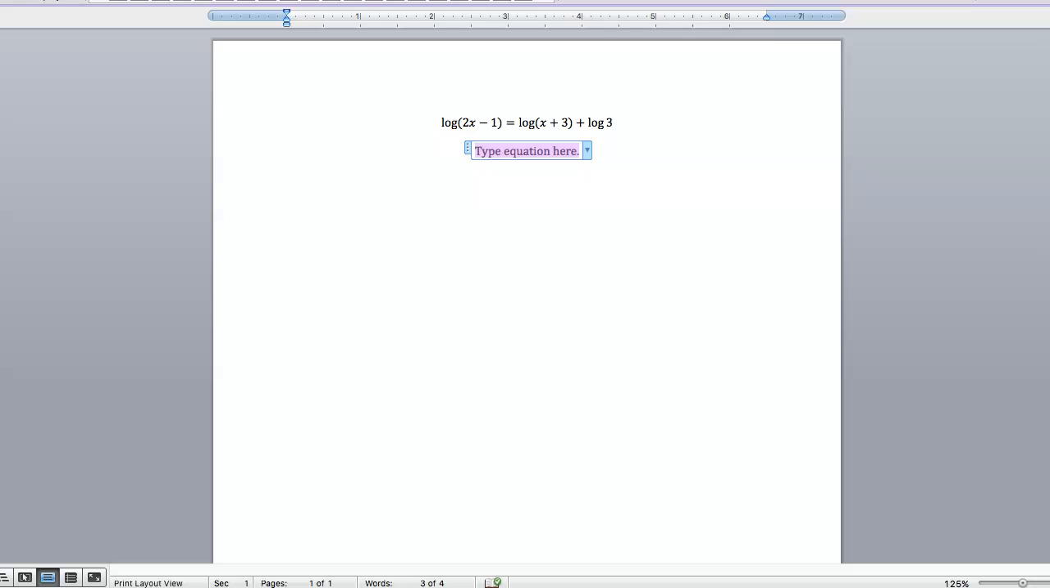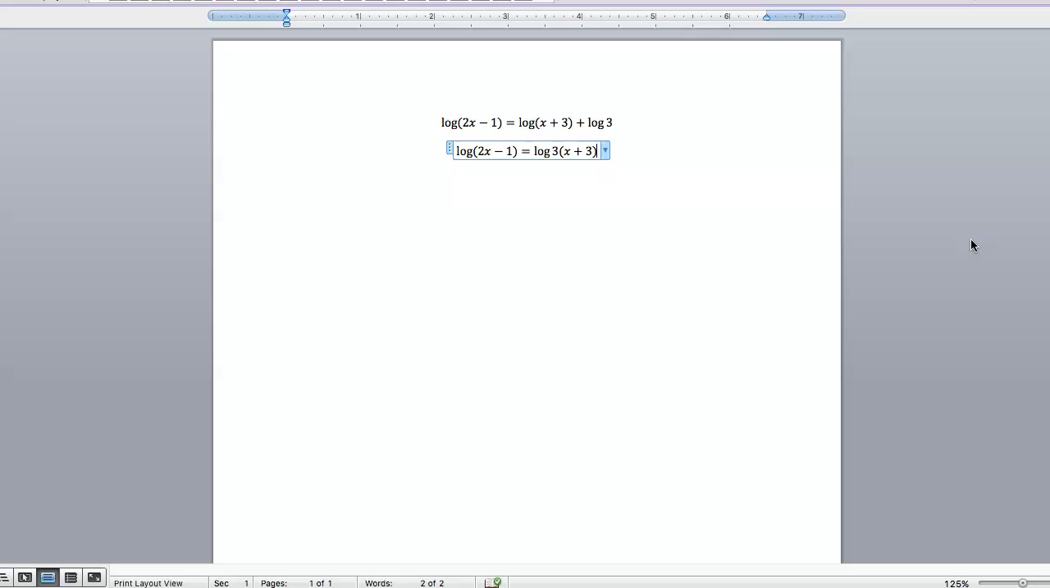The good news is we already have that on the left. So I'm going to stick with my log of 2x minus 1. On the right, I can combine those together. I have two logs that are added. When we have two logs that are added, I know that I can write it as a single log and multiply their expression. So that's 3 times x plus 3.